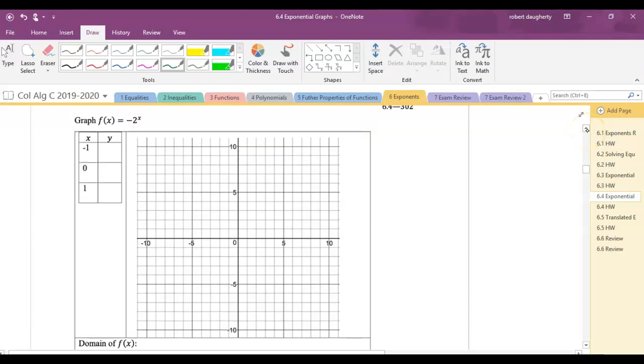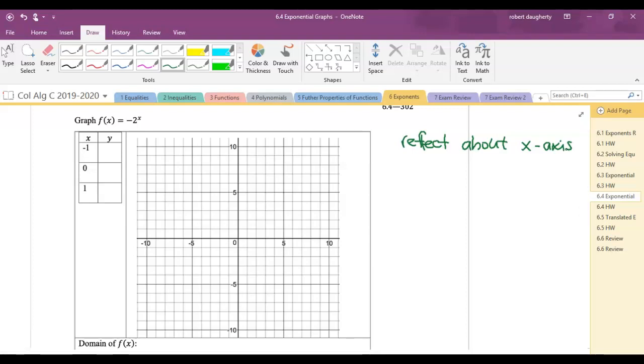What do you think this one is going to look like? Yeah, based on what you've known in the past, if I graphed a polynomial and then I stuck a negative in front of it, what happened to it? It flipped over the x-axis. Okay, so this basically should just be reflected about the x-axis. Okay, so it should be that same graph reflected over the x-axis.